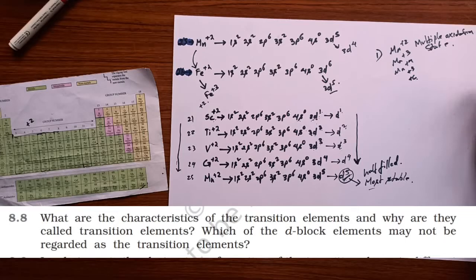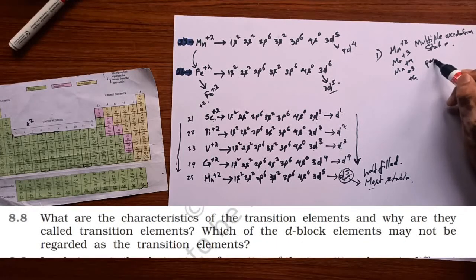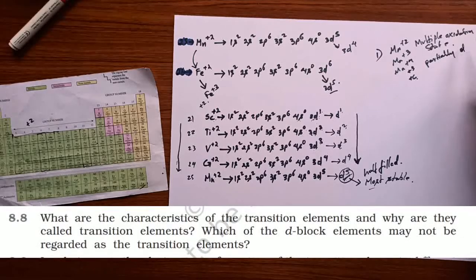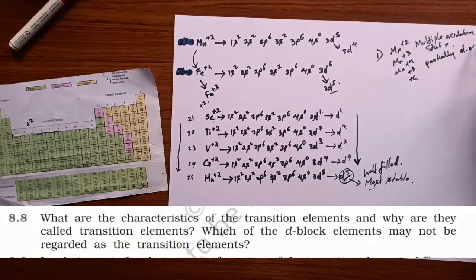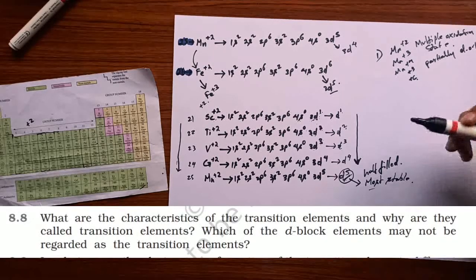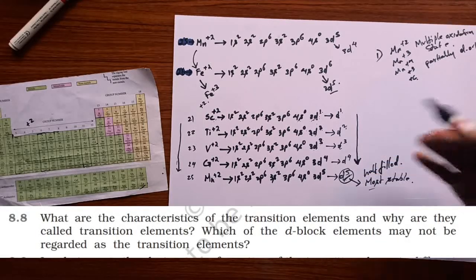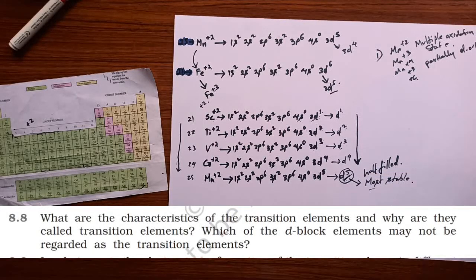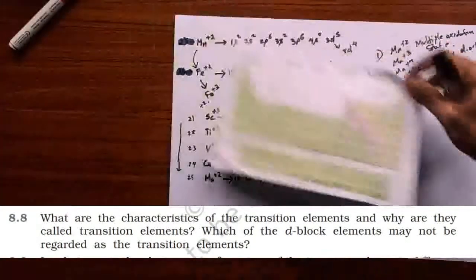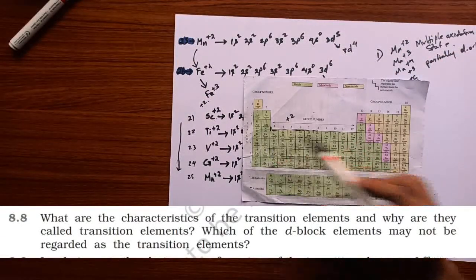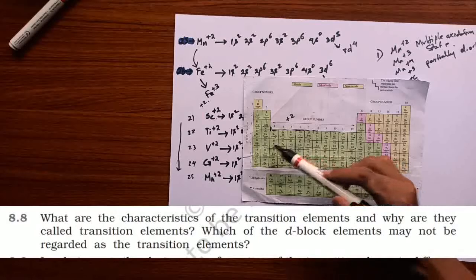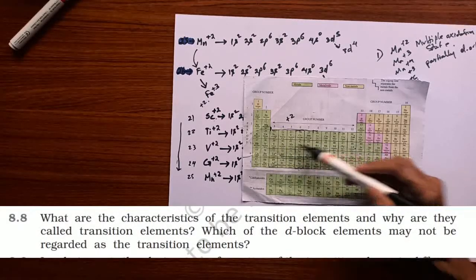The second characteristic is that they have partially filled d orbitals. As you can see, we did a lot of electronic configurations where there is a half filled or partially filled d orbital. It can be d1, d2, but the d orbitals are not filled completely. That is one of the characteristics. And why are they called transition elements? It is because they transit between the s block and p block we discussed. If you want to go from the s block to the p block, you have to pass through the d block. So this d block is known as the transition elements.